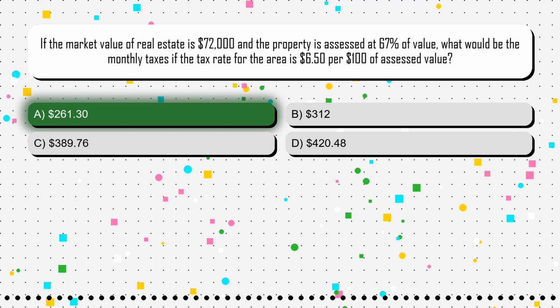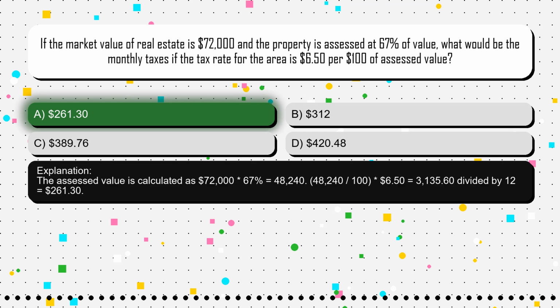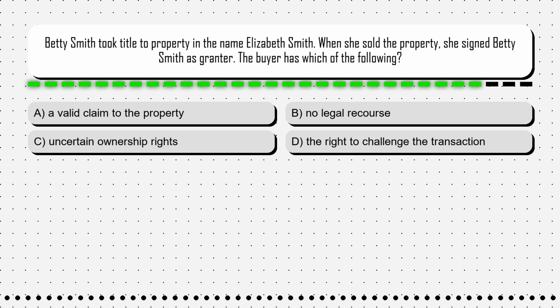The correct answer is option A, $261.30. The assessed value is calculated as $72,000 * 67% equals 48,240. 48,240/100 * $6.50 equals 3,135.60, divided by 12 equals $261.30.